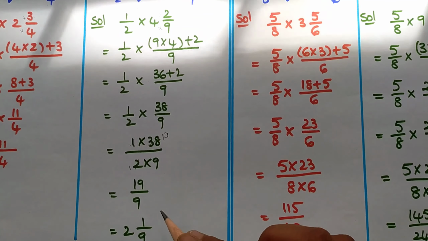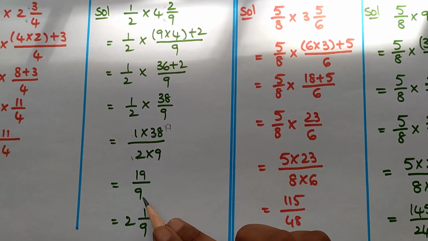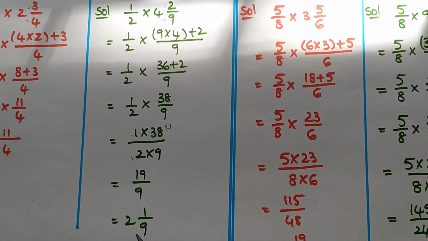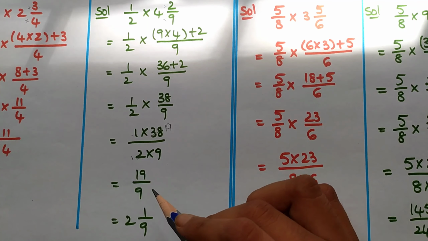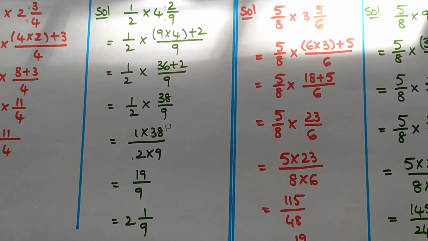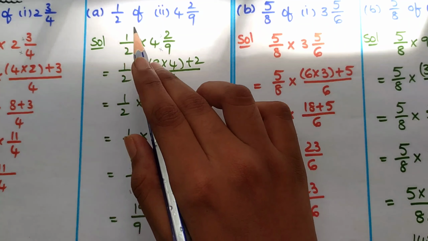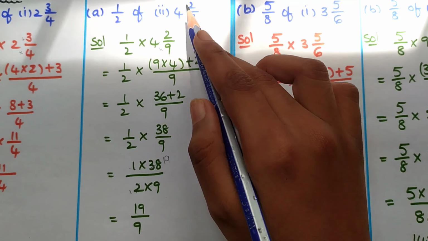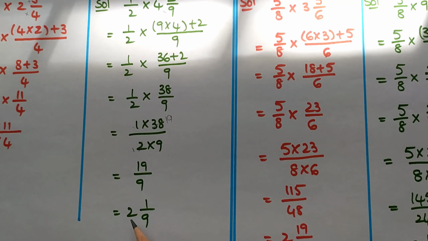As 19 by 9 is an improper fraction, we need to convert this improper fraction into a mixed fraction. So by converting 19 by 9 into a mixed fraction, we get 2 1 by 9. Therefore the answer for this question, 1 by 2 of 4 2 by 9, is 19 by 9, nothing but 2 1 by 9. Is it clear, friends?